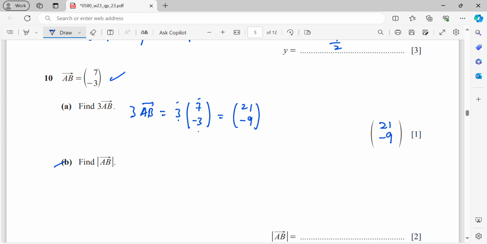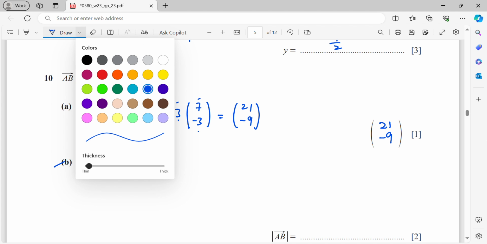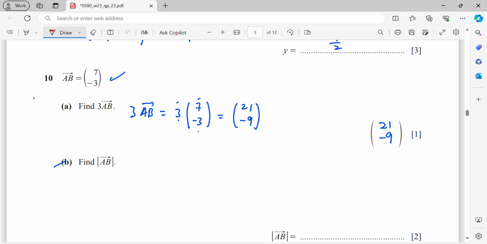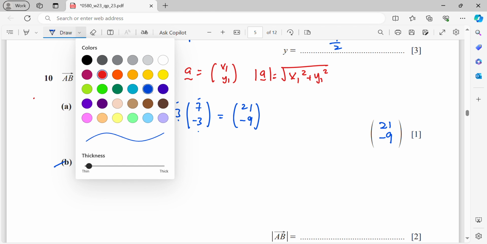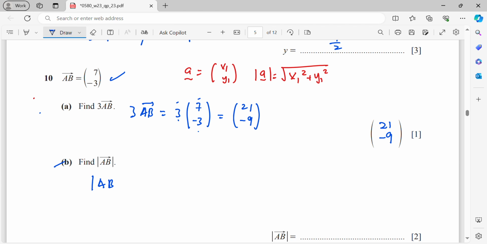Now part B, find the magnitude of AB. So for your information, to get the magnitude, let's say you are given a vector A with x1, y1. The magnitude of A is basically the square root of x1 squared plus y1 squared. Then from here, since the vector AB is given, you will just take the square root of 7 squared plus minus 3 squared. Then you will be getting the square root of 49 plus 9, which is 58.